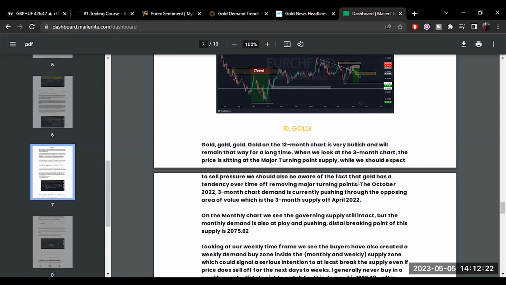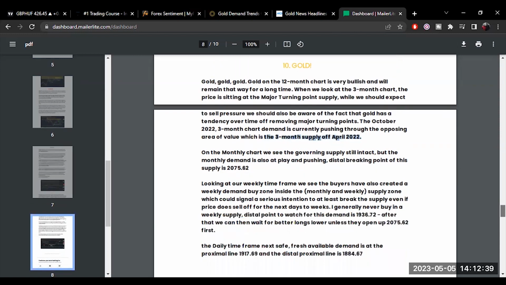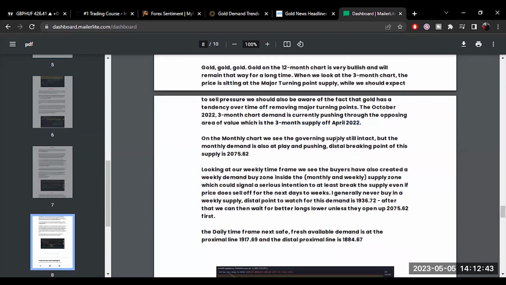We should also be aware that gold has a tendency over time to remove major turning points. The October 2022 3-month chart demand is currently pushing through the opposing area of value, which is the 3-month supply of April 2022. So it's basically saying price is fighting through an April 2022 supply. Then I said on the monthly chart, we see the governing supply is still intact, but the monthly demand is also at play and pushing the distal breaking point of that.